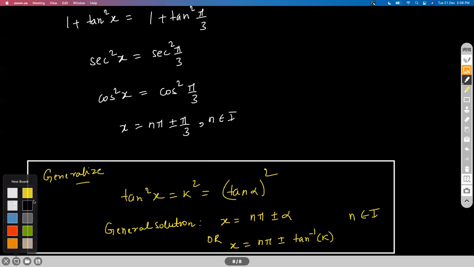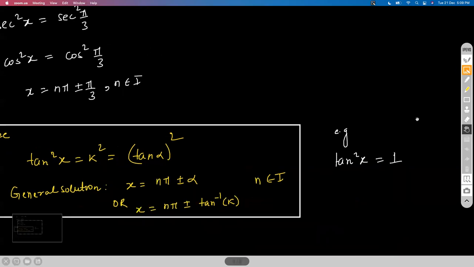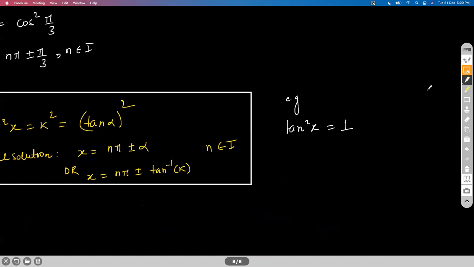Okay, so let us summarize. Or you want me to give you one more problem? Okay, let's say one more problem before we summarize. Give me the general solution of tan square x equal to, let's say, one. Let's keep it simple. Yeah, give me the general solution.